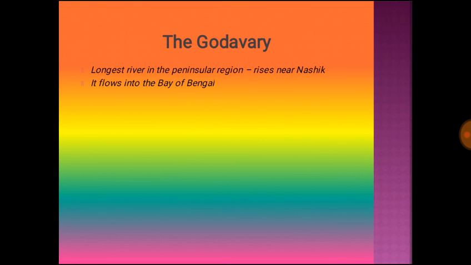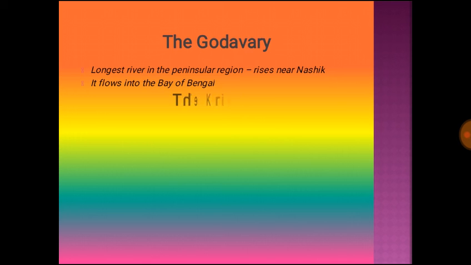Seventh one, the Godavari. The Godavari is the longest river in the peninsular region of India. Peninsular region means southern India. It rises near Nasik in Maharashtra and flows through Maharashtra and Andhra Pradesh into the Bay of Bengal.